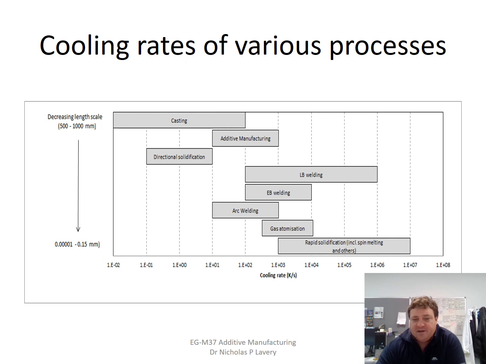Then we have the cooling rates associated with some of the fast processes, like gas atomization here, which makes very small particles, but they get cooled quite rapidly as they come down in the hoppers. And we've got electron beam welding, laser beam welding, and rapid solidification with very high cooling rates.